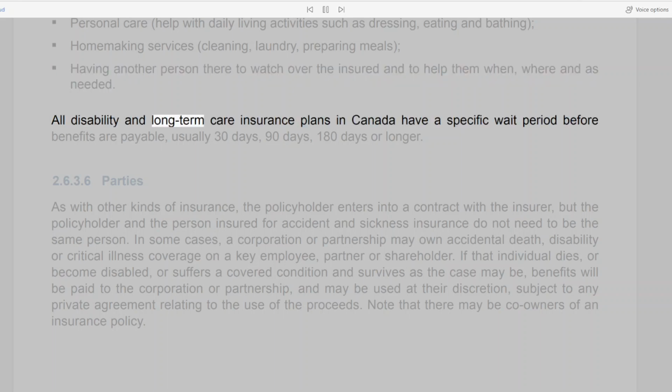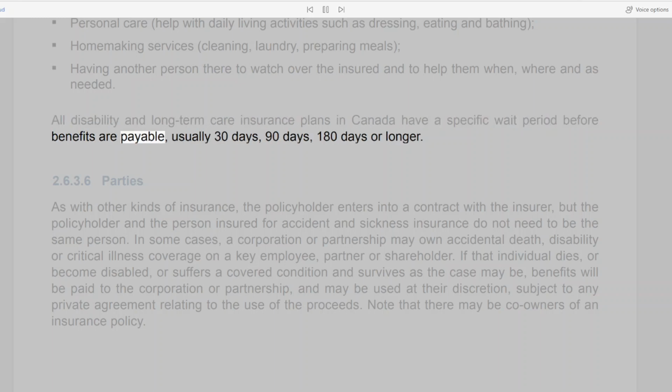All disability and long-term care insurance plans in Canada have a specific wait period before benefits are payable, usually 30 days, 90 days, 180 days or longer.